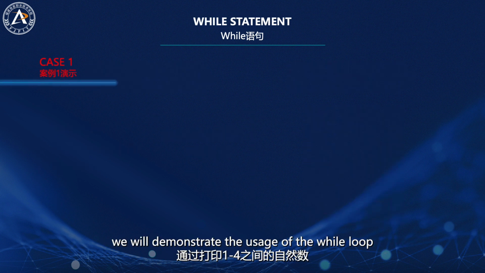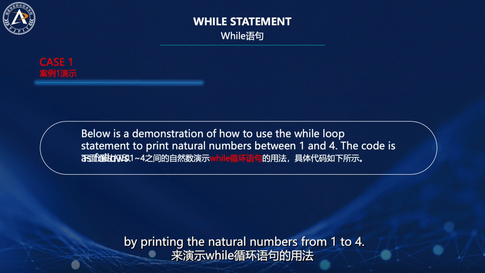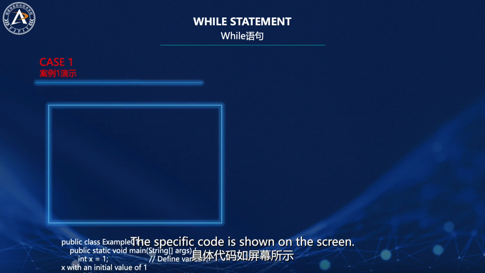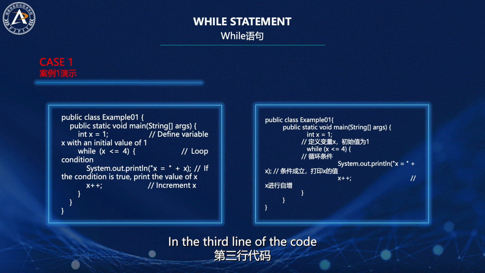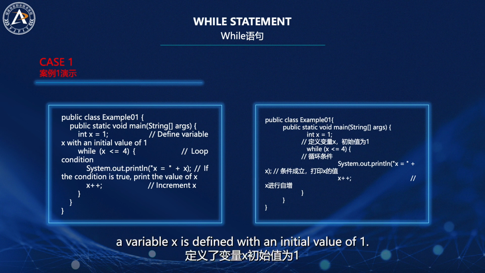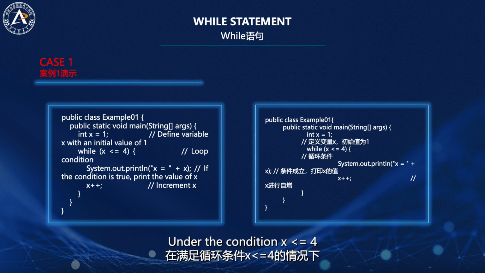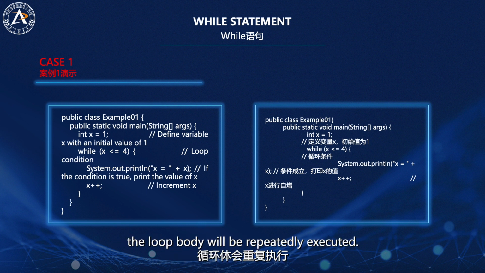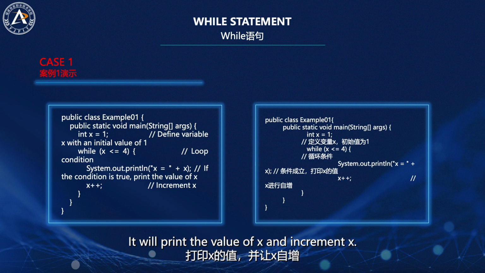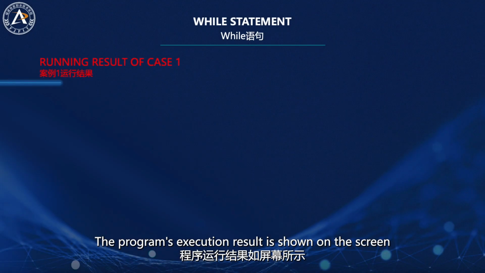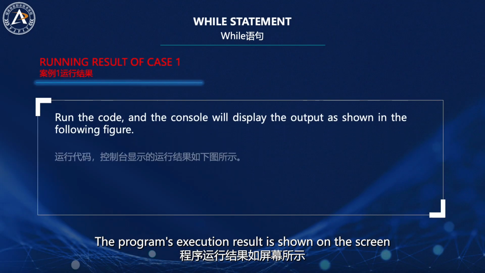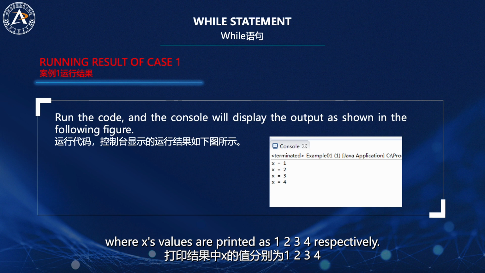Next, we will demonstrate the usage of the while loop by printing the natural numbers from 1 to 4. The specific code is shown on the screen. In the third line of the code, a variable x is defined with an initial value of 1. Under the condition x is less than or equal to 4, the loop body will be repeatedly executed. It will print the value of x and increment x. The program's execution result is shown on the screen, where x values are printed as 1, 2, 3, 4 respectively.